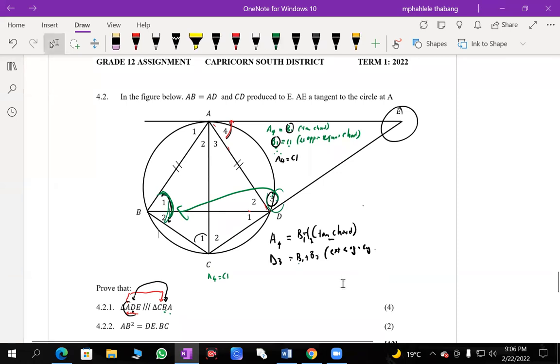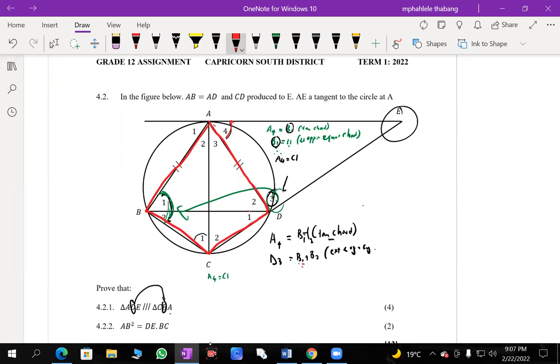This should not be difficult. You want angle D to be equal to angle B, so you look for a reason. The reason is that D3, which is outside our cyclic quad, is equal to B. The exterior angle of a cyclic quad equals the opposite interior angle.